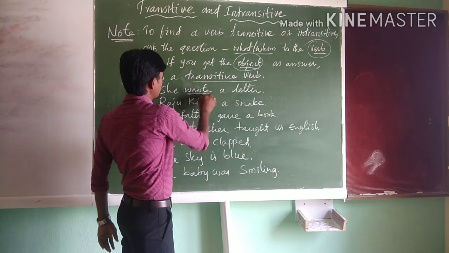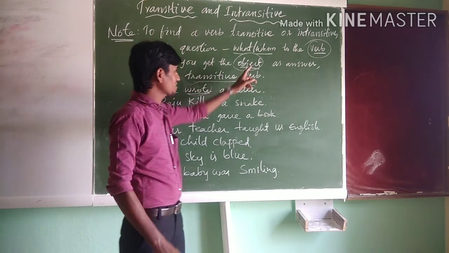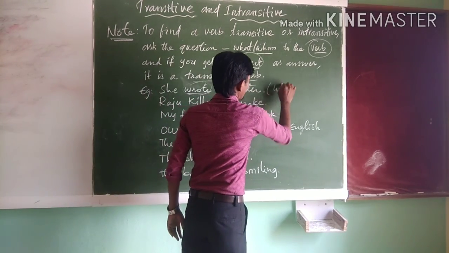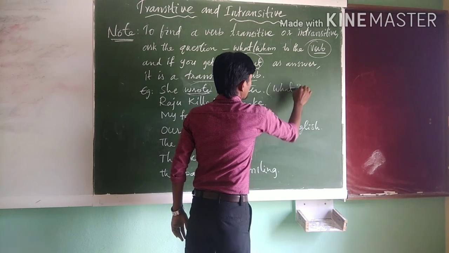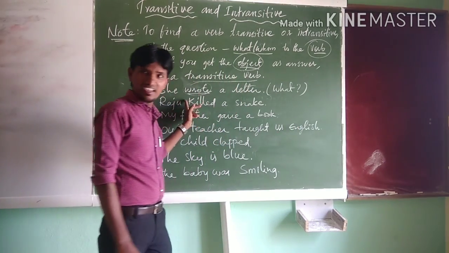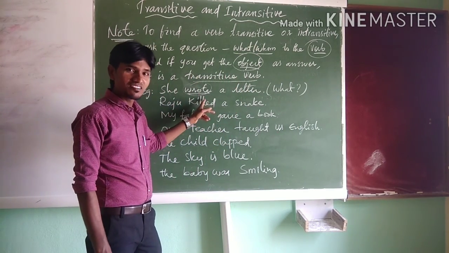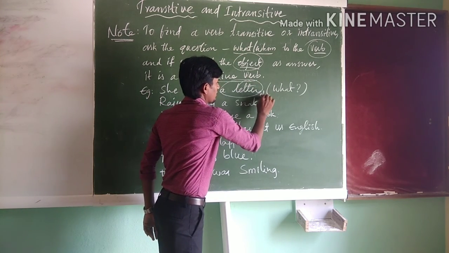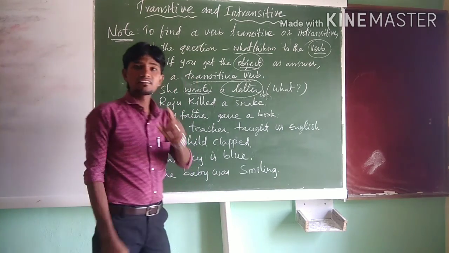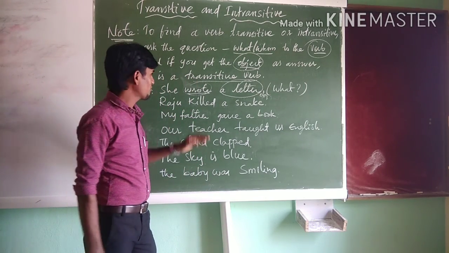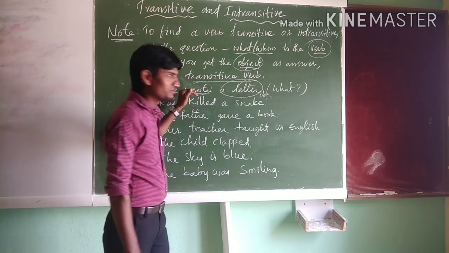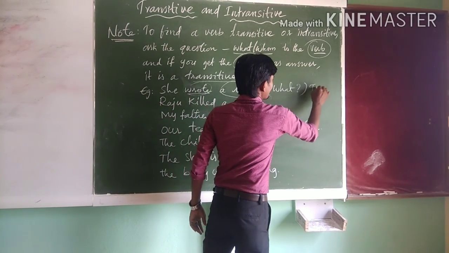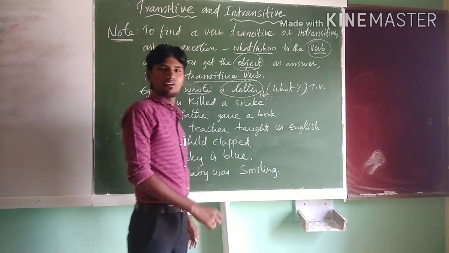Here, she wrote. What? I am asking the question, what? What did she write? She wrote a letter. We are getting an object as the answer. So therefore, it is a transitive verb. Very easily understood.